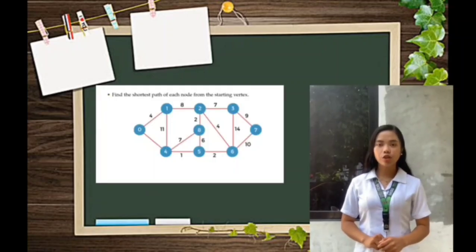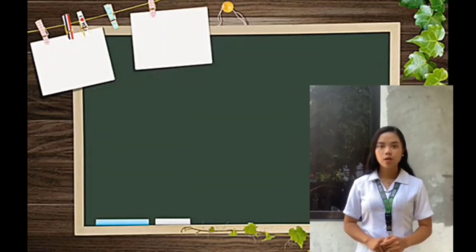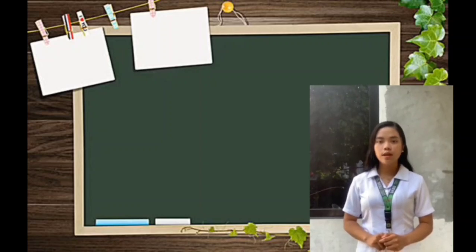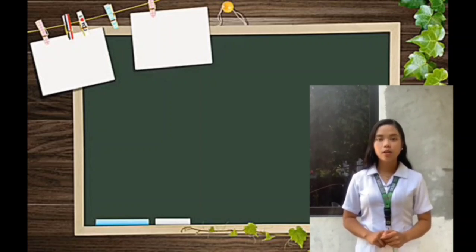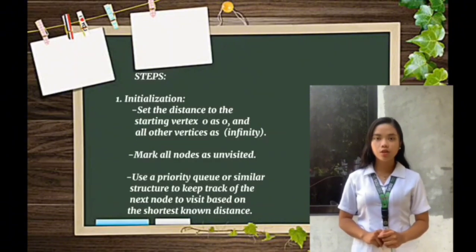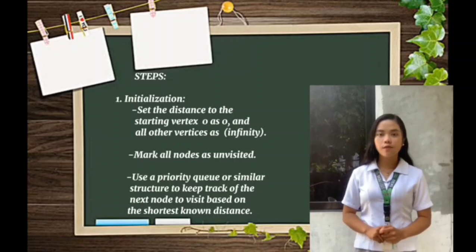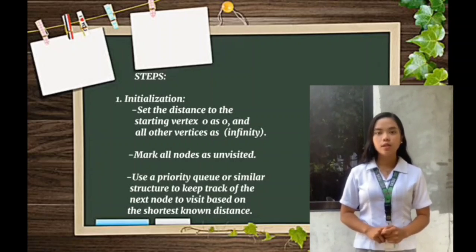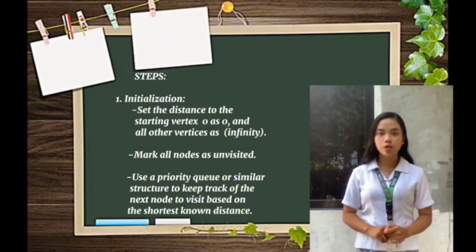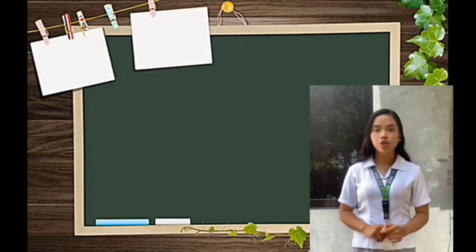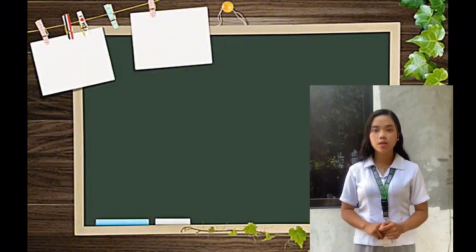Next problem is to find the shortest path of each node from the starting vertex. To solve the problem, finding the shortest path from the starting vertex to all other nodes, we can use Dijkstra's algorithm. Here are the steps of Dijkstra's algorithm. First is initialization. Set the distance to the starting vertex 0 as 0 and all other vertices as infinity. Next, mark all nodes as unvisited. Then use a priority queue or similar structure to keep track of the next node to visit based on the shortest known distance.